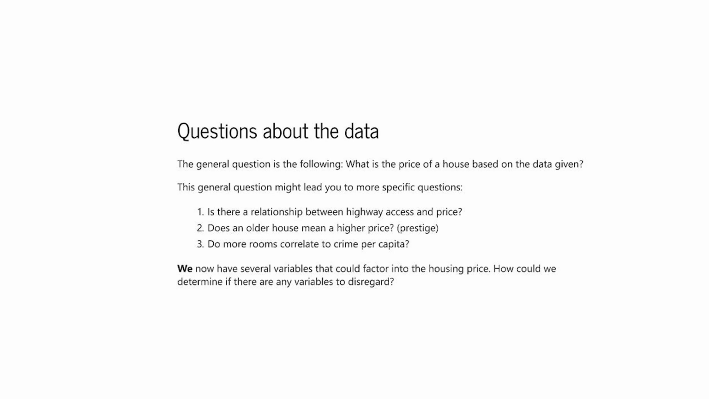So for this particular case, the general question would be, what is the price of the house given the data that I have? Now, these questions can become more specific. For example, is there a relationship between highway access and the price? Does an older house mean a higher price? Do more number of rooms correlate to crime per capita? So we now have several variables that could factor into the pricing of the house. How can we determine which of these variables are useful and which ones are useless?